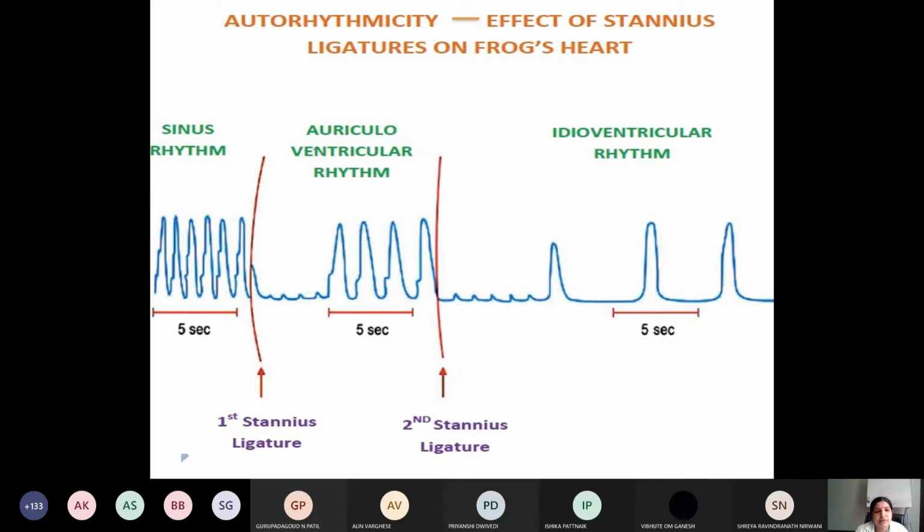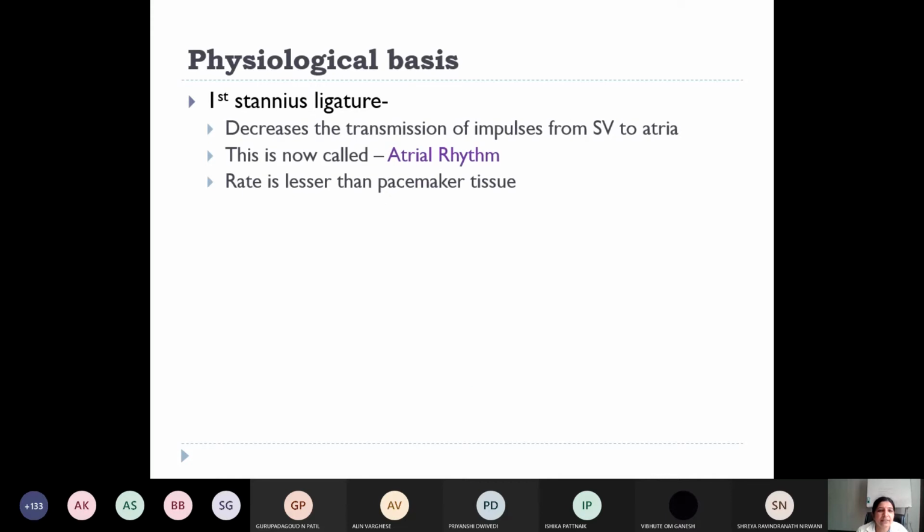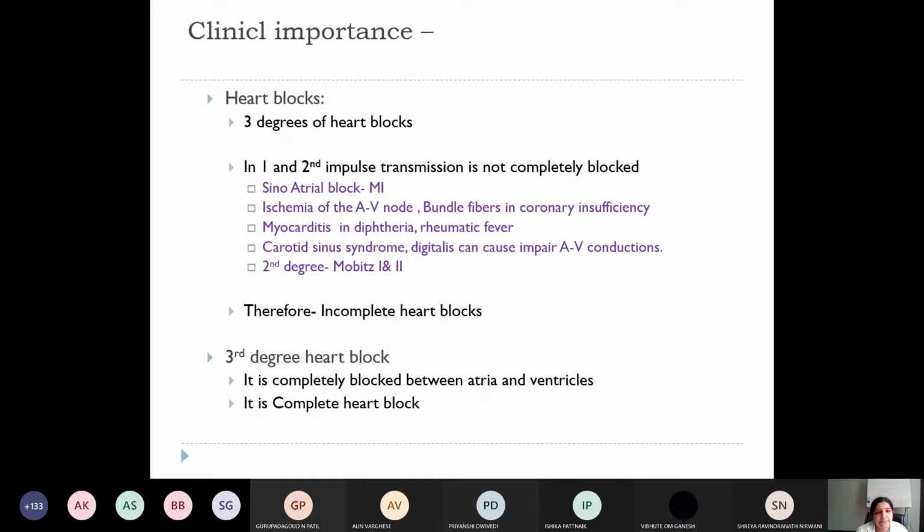So this is about autorhythmicity and the effect of Stannius ligatures. If you perform it, you will never forget, because we have performed this experiment with our own hands so many times. So you know now what the observation is and what the physiological basis for this is.